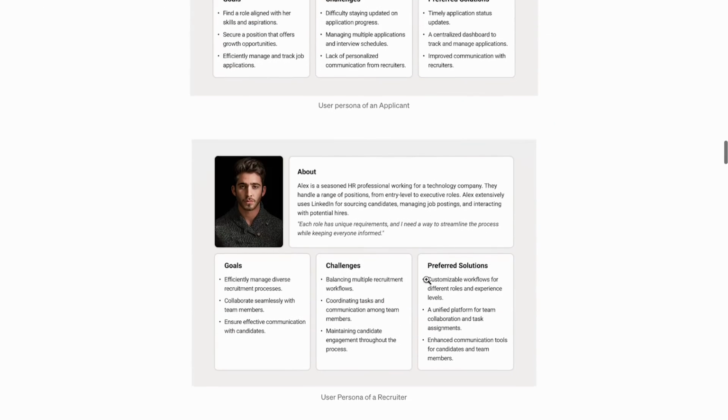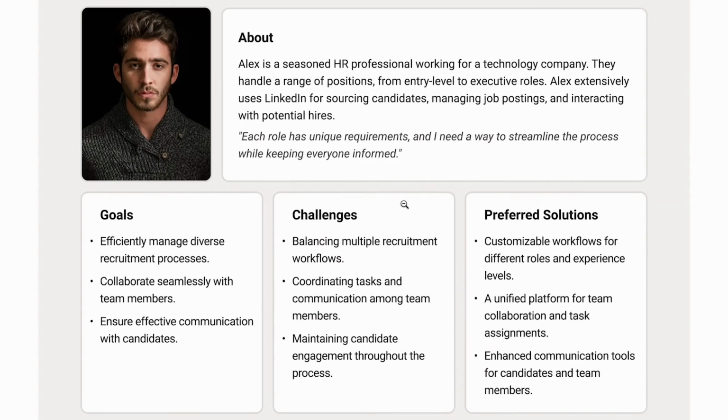Let's look at the persona of a recruiter, right? So Alex is an HR professional working in a company. They handle a wide range of positions from entry to executive roles. Alex extensively uses LinkedIn for sourcing candidates, managing job postings, interacting with potential hires. Okay. Each role has unique environments and I need a way to streamline the process while keeping everyone informed. Streamline the process of what? And what do you mean keeping everybody informed?